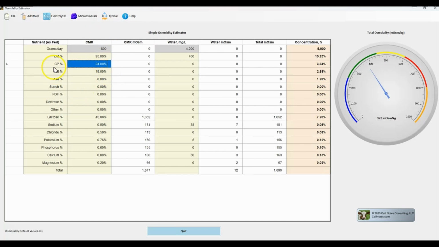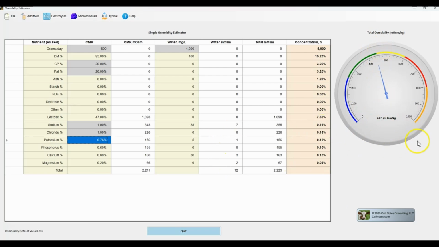Now let's look at the effect of composition. If I adjust the protein and fat levels to a typical 20/20 milk replacer, osmolality increases slightly, from 378 to 387. That's a relatively small change. Minerals, however, can have a larger impact. For example, if sodium and chloride increase from 0.5 to 1%, osmolality rises to 445. That brings us very close to our upper acceptable limit.